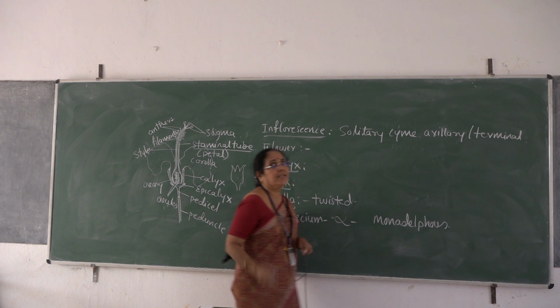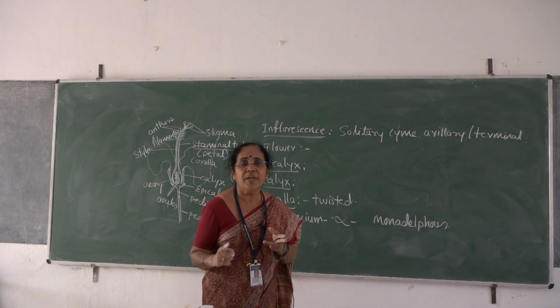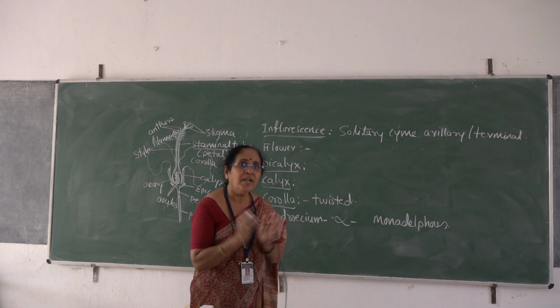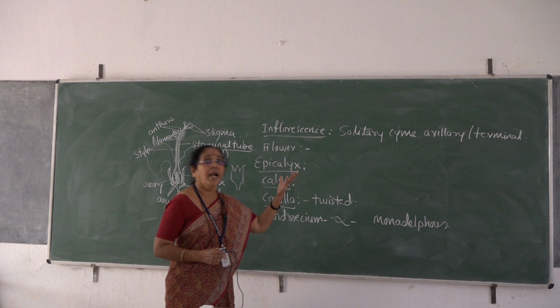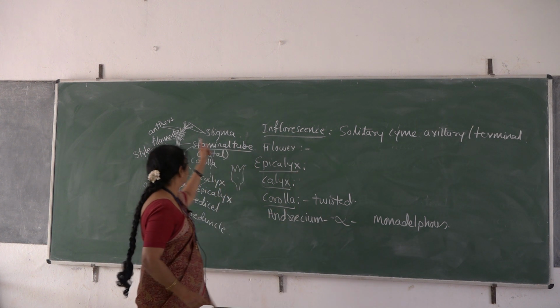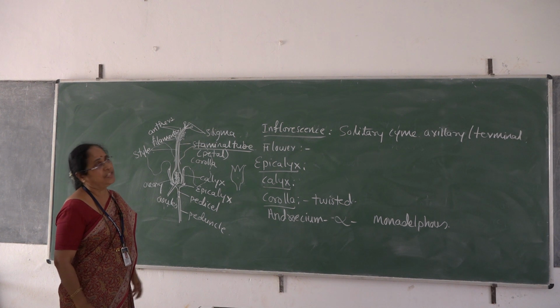Monadelphous means mono, single. Even though the flower is having many number of stamens, all stamens are grouped into one bundle, and hence it is called as monadelphous condition. Adelphi meaning is all the anthers are free, the filaments are fused. That is the condition called as monadelphous condition.